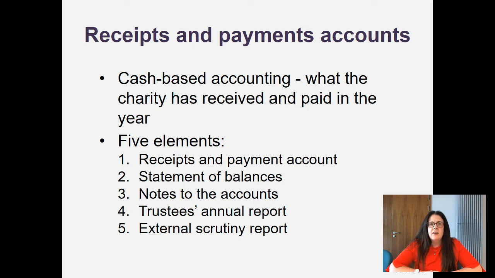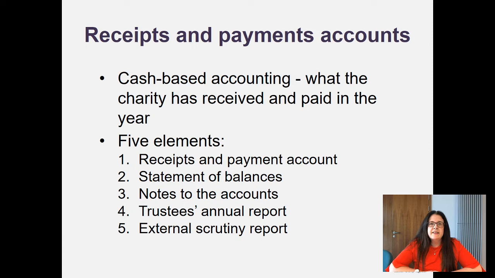The receipts are then compared against the expenditure for the year, the payments that have been made. The difference between the receipts and the payments will result in the surplus or deficit for the year. So where the receipts are greater than the payments for the year, there'll be a surplus, and where the payments have been greater than the receipts, there'll be a deficit.